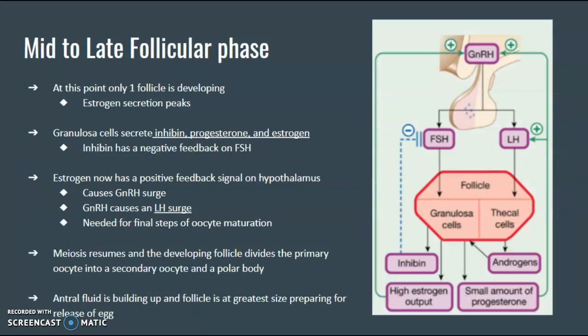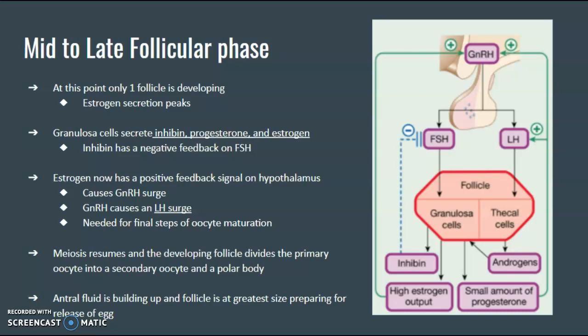In the later follicular phase, there is only one dominant follicle developing, and estrogen levels are peaking. FSH is no longer being released due to the granulosa cells secreting inhibin. The high estrogen levels are creating a GnRH surge, though, so therefore LH will also be surging. This stimulation of thecal cells is needed for oocyte maturation. Progesterone is also being released during this surge.